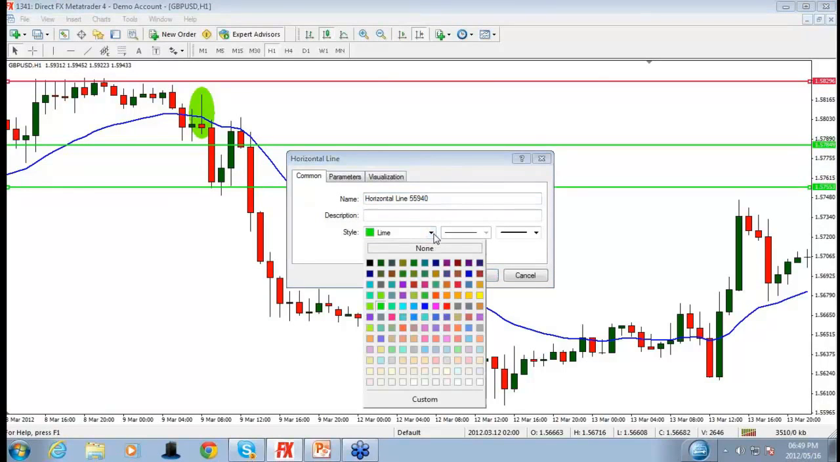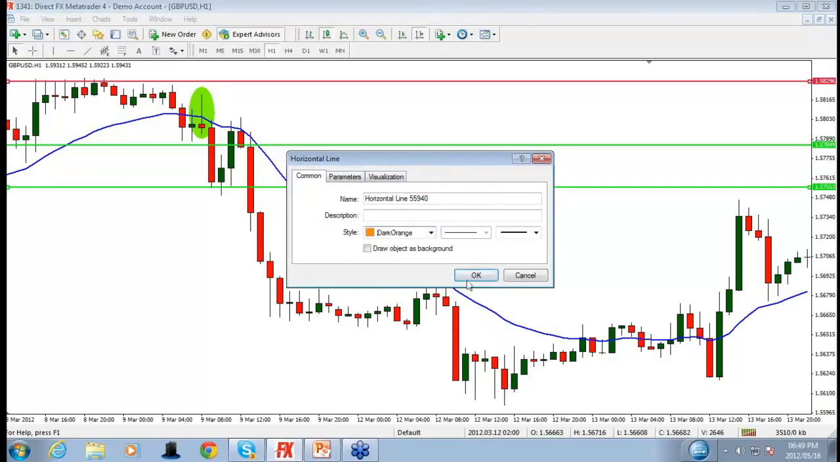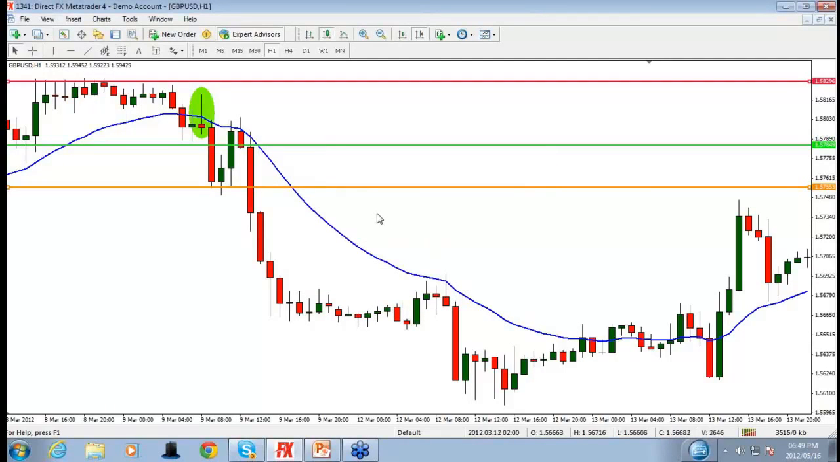So I can make my take profit a nice orange color. Okay, so now I've got it there. So the first thing that you need to do, rule number 2, place a pending order 5 to 10 pips below the low of the pin bar. There's the low of the pin bar.